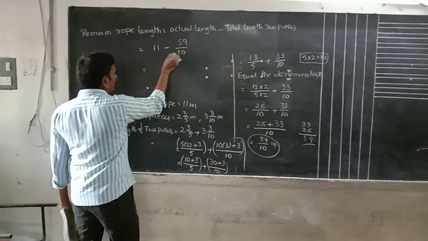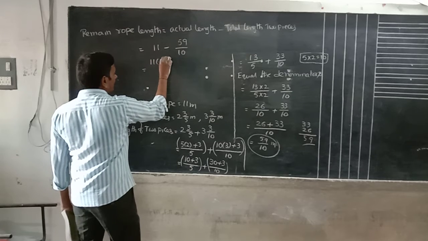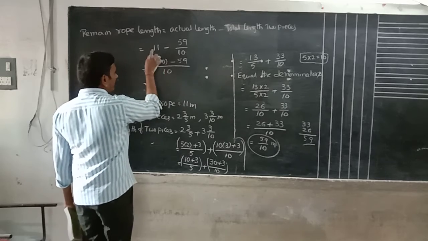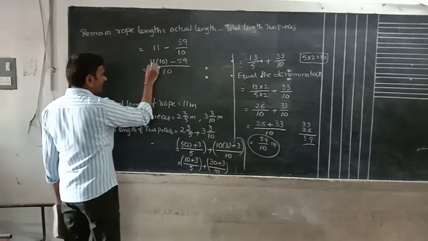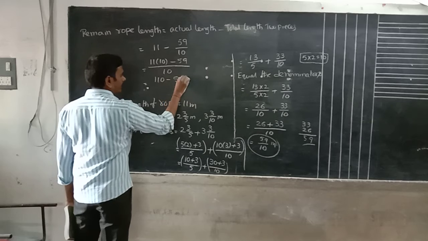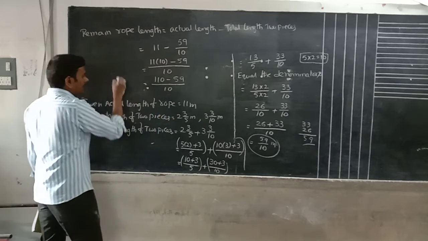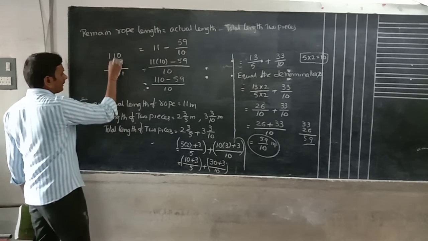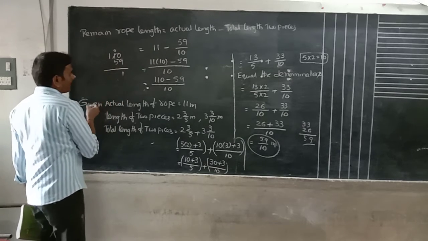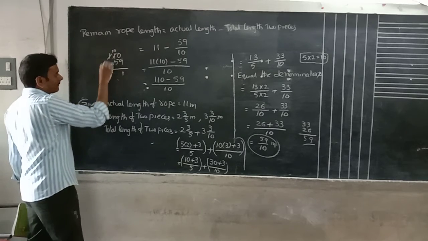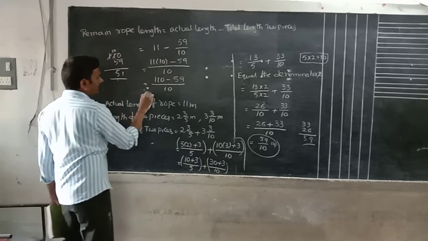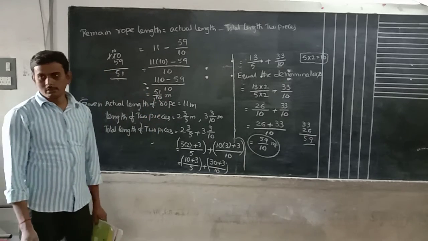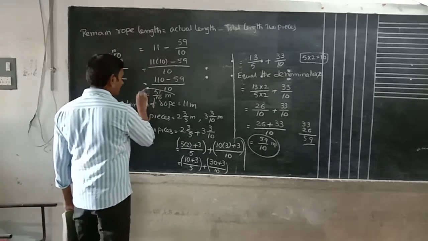Now the denominator: cross multiplication, 11 into 10 minus 59 by 10. 11 into 10 is 110. 110 minus 59: 0 minus 9 we cannot, so we borrow, it becomes 10 minus 9 is 1, and 10 minus 5 is 5, so 51. 51 by 10 meters is the answer.